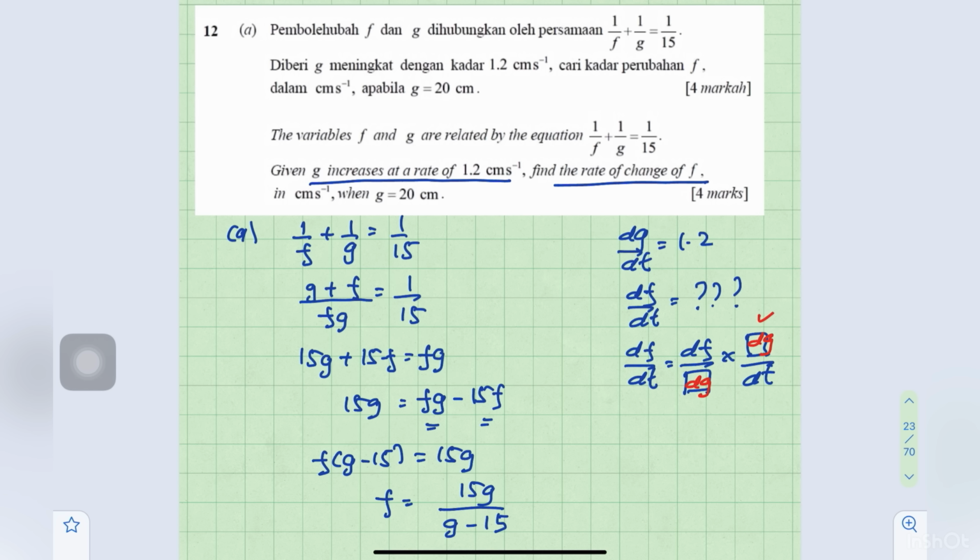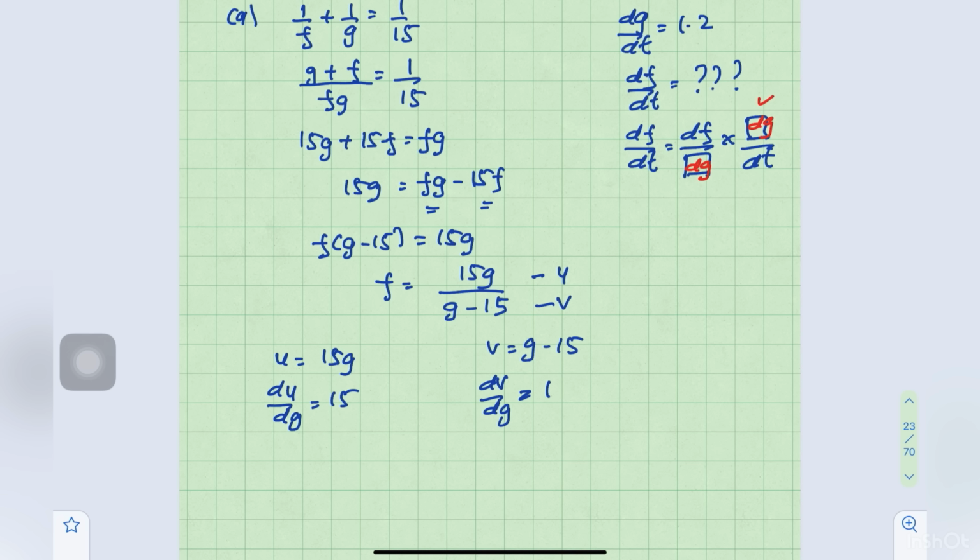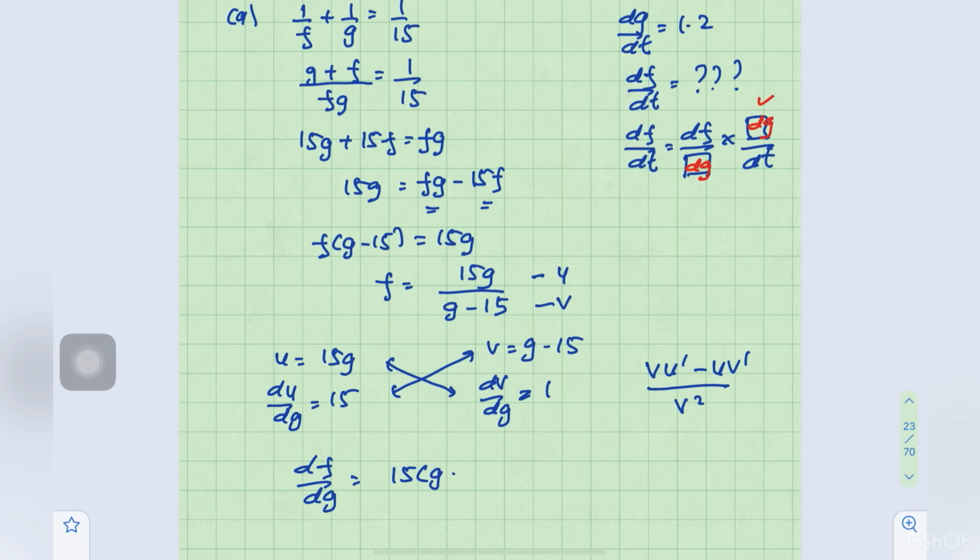Okay. So, dah dapat f in terms of g. So, kita boleh differentiate. Tapi bila nak differentiate, this one is fraction. So, maybe kita kena guna quotient rule. Okay. So, ni u, ni v. So, u equals to 15g, du dg is 15. So v equals to g minus 15, dv dg is 1. So formula for quotient rule, v u prime minus u v prime over v squared eh. So, kita ada df dg equals to 15 times g minus 15 minus 15g times 1 divided by v squared. So, g minus 15 squared.